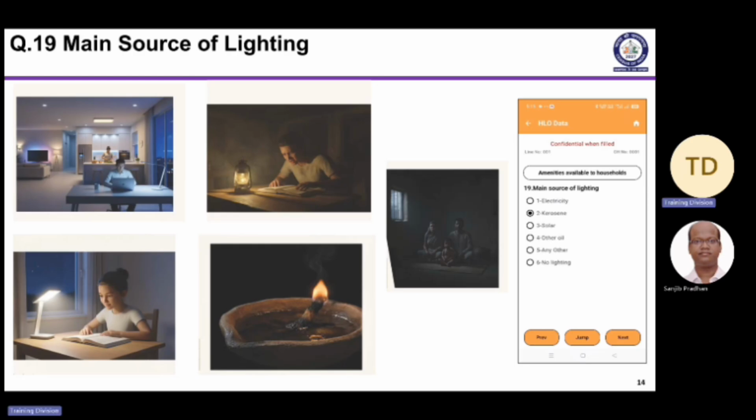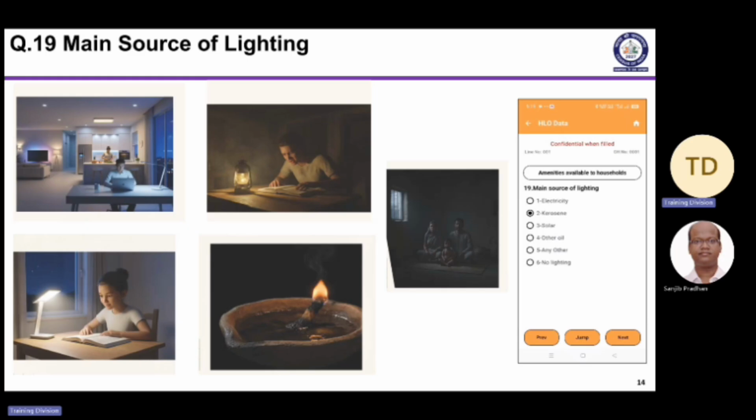So these are some sources of lighting: electricity, kerosene, other oil, without lighting. And I wanted to show solar, but it is not coming correctly. It's showing just like a table lamp. We'll try to put that picture correctly. Okay, we have options: electricity 1, kerosene 2, solar 3, other oil 4, any other 5. We have any other option, which we cannot list. Candles, if some household is using candles for lighting for the majority of the time, then it will come under any other.